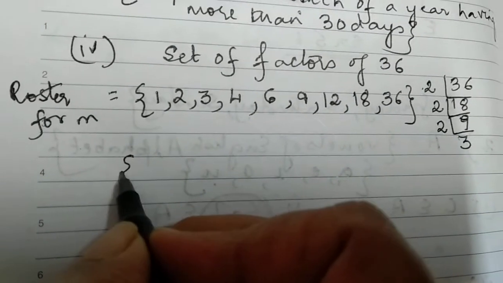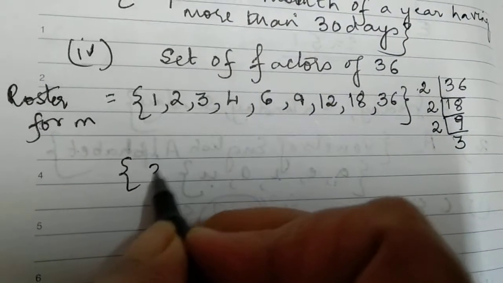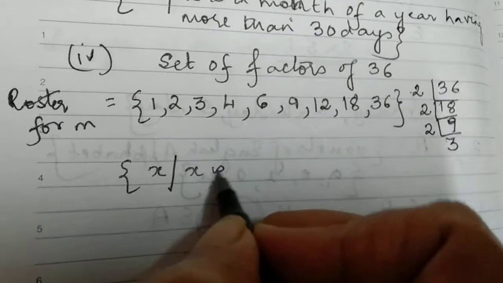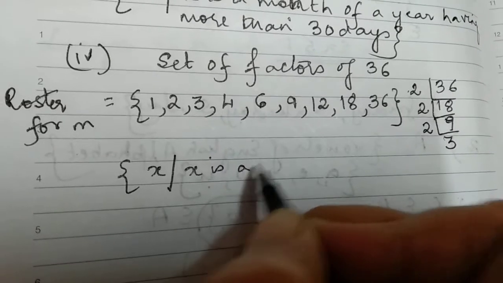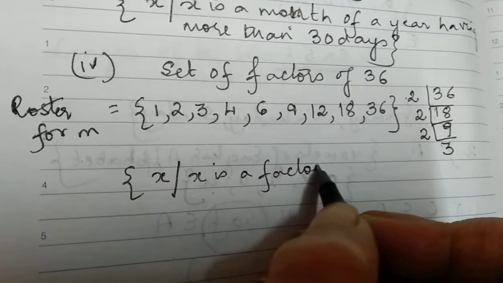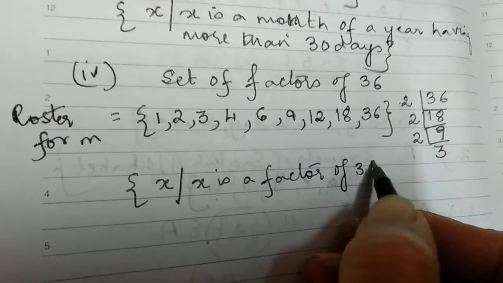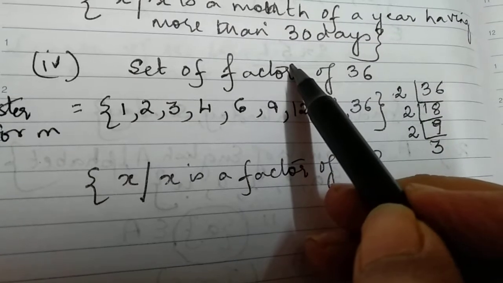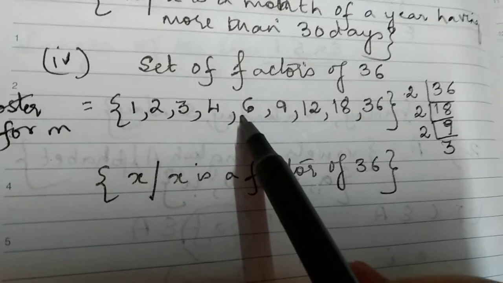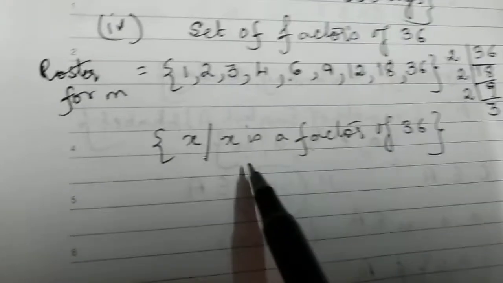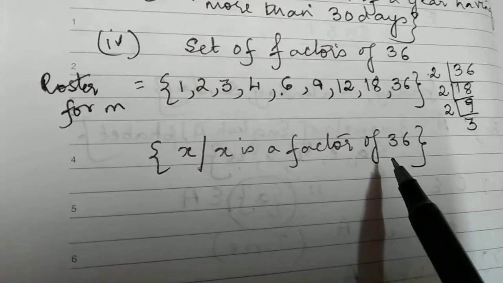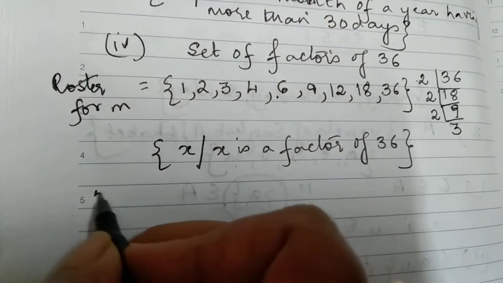Now, if I write it in the set builder notation, what will I write? Each element I mark as X. Then I describe the property. What is the property which is common? X is a factor of 36. Understood the difference? See, this is in the descriptive form. This is in the roster form where I am writing each element, and this is in the set builder notation. I move on to question number 5.